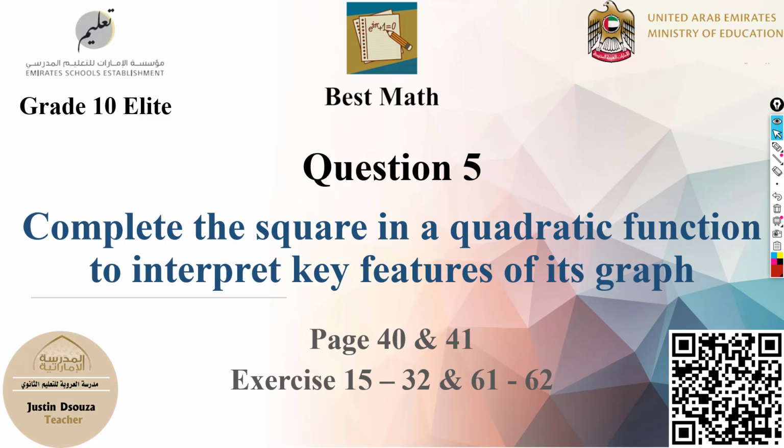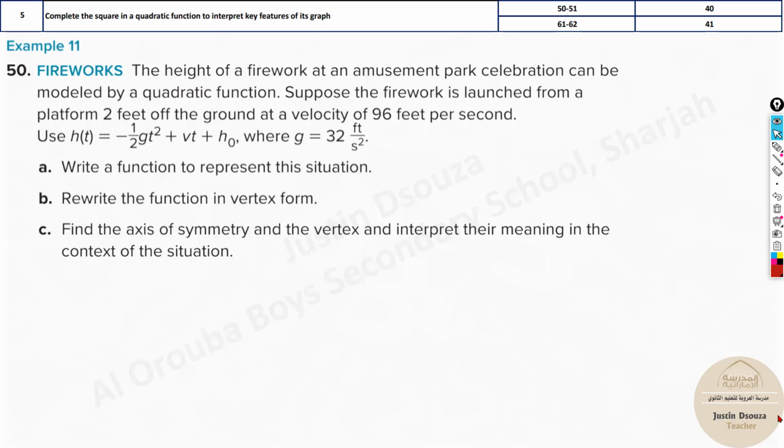Moving to question number 5, it is to complete the square in a quadratic function. This is called the completing the square method. We will learn about that and then interpret key features of its graph. Now here you have real world problems and you have to do 3 questions.